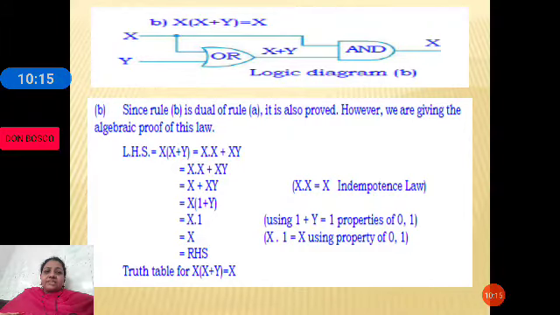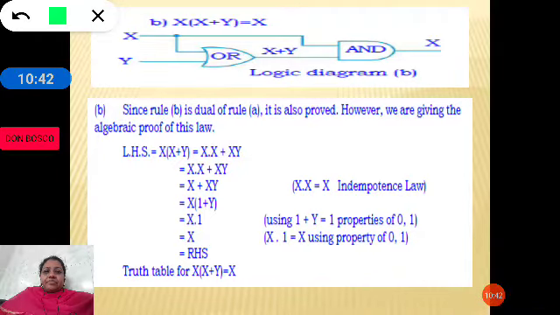LHS is equal to x ANDed with x plus y. We have multiplied x with x plus y. So, it will be x into x is x, plus x into y is xy. We have a theorem, the idempotence law, which says that x plus x is equal to x and x and x is equal to x. So, x and x is equal to x. We are applying the idempotence law.